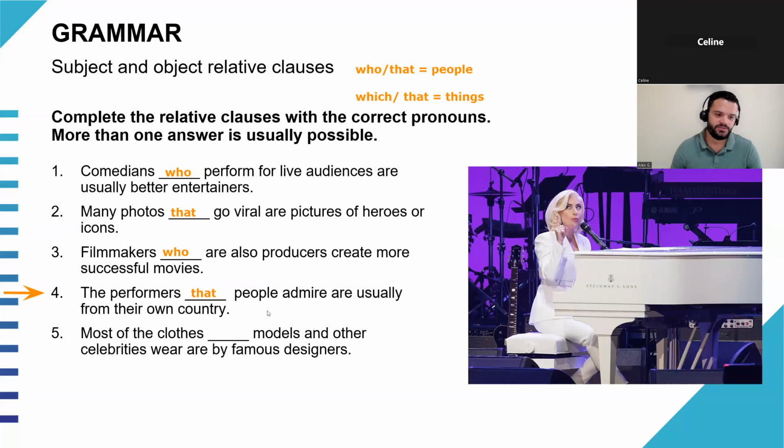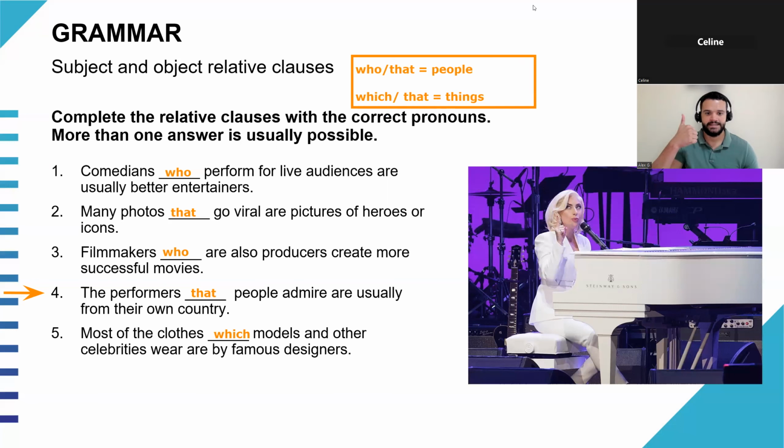Gotcha. All right, cool. And then we have one more. It says most of the clothes, and here we're going to use which. So just so you have an example, okay? Remember that for things, you can use which or that. So most of the clothes which models and other celebrities wear are by famous designers. So here you have the relative clauses. Who and that for people, which and that for things or objects, okay?